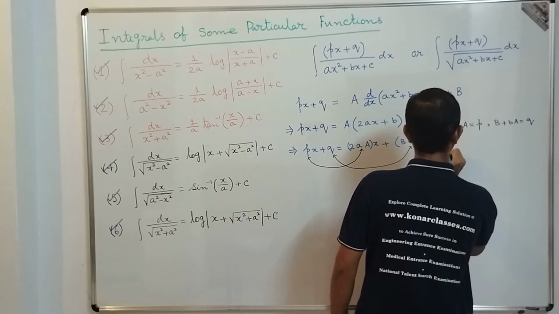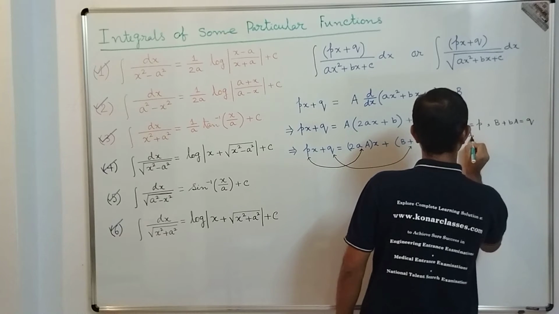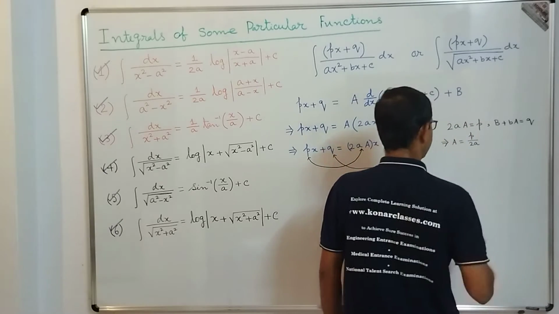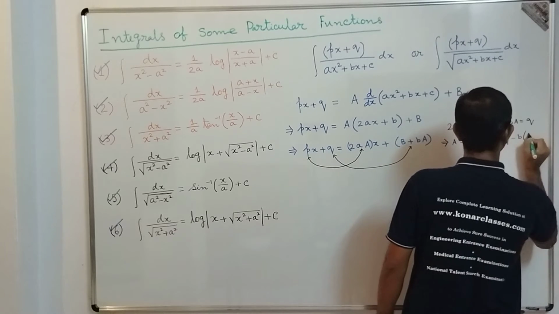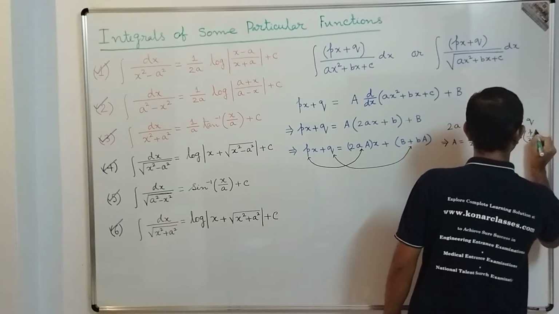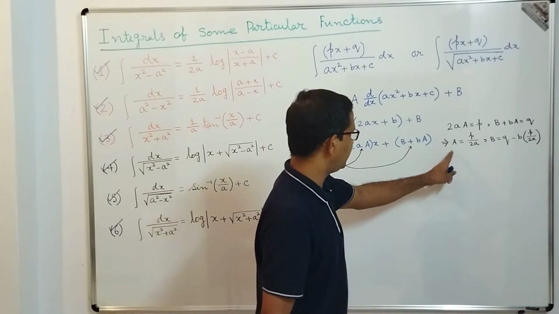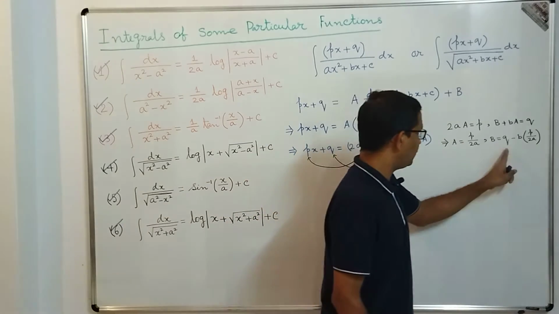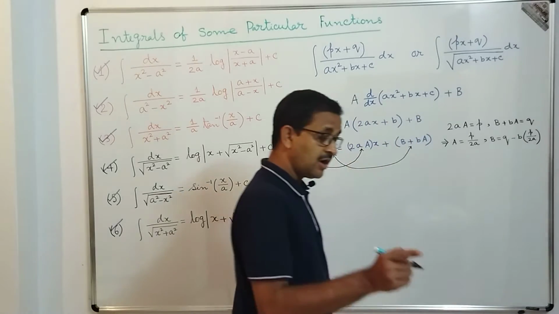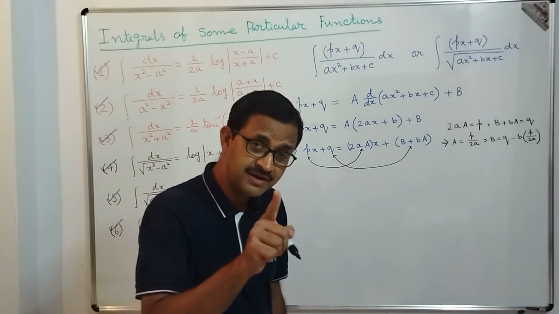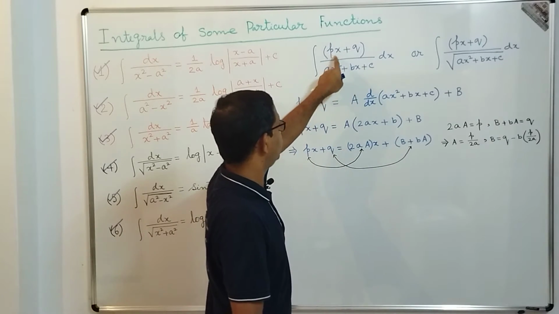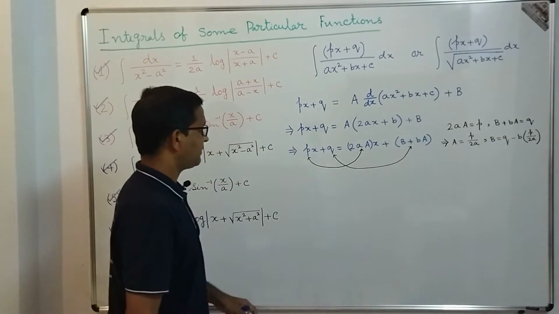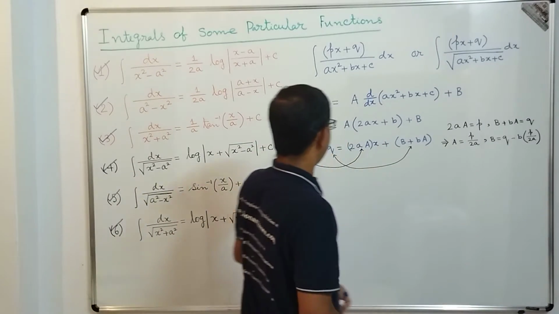From here we get the value of capital A equal to p by 2a, and the value of capital B equal to q minus b into p by 2a, correct? So A is equal to p by 2a and B is equal to q minus b into p by 2a. Our purpose is to find capital A and capital B in terms of lowercase a, b, c, or p and q. That we have done.